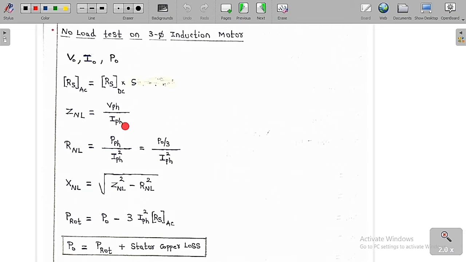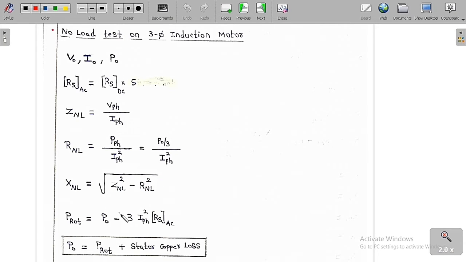Now for I phase, let me assume the stator is connected in star connection. So definitely the line current is equal to the phase current, which is equal to I0. So we can substitute I phase equal to I0 here. So RNL is equal to power per phase by I phase whole square, which is P0 by 3 by I phase whole square. Then XNL is equal to under root of ZNL whole square minus RNL whole square.